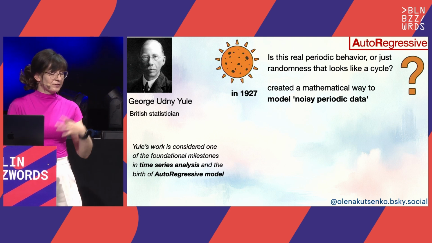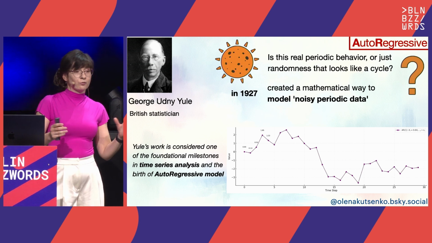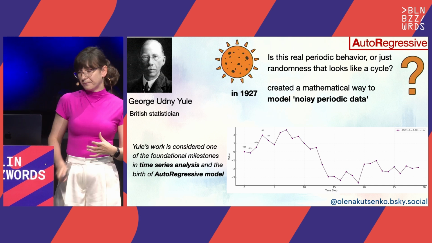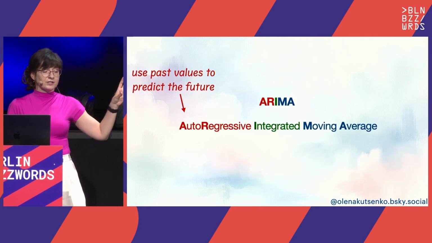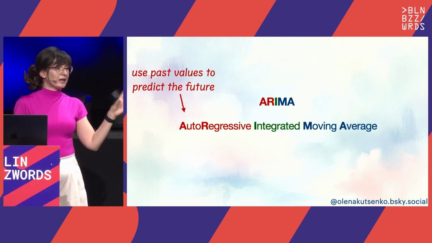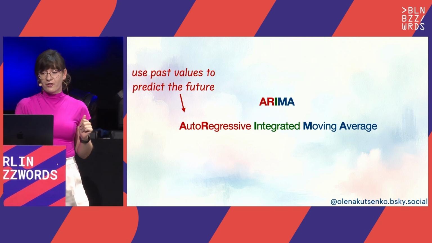And it was a kind of a start for the autoregressive model, and actually was a big deal at that point of time. So autoregressive, using past values to predict the future, even if it's imperfect, even if the cycles don't match each other each time.